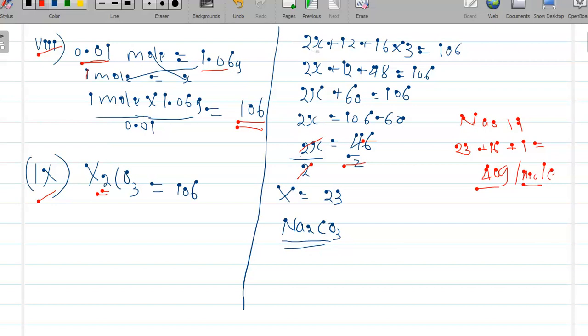It becomes the coefficient. 2X plus carbon, we have 12, plus oxygen 16 times 3. We have 3 oxygen here. Each oxygen is 16. Then is equal to 106. 2X plus 12, then 16 times 3, 48, is equal to 106. Then 2X plus 12 plus 48 is 60, then equal to 106. Then this 60 you transfer to the other side. It becomes minus because this plus will be subtracted. 2X is equal to 106 minus 60. 2X is equal to 46. You divide both sides by 2, then you'll get X is equal to 23. So X equals 23, meaning that X is sodium.